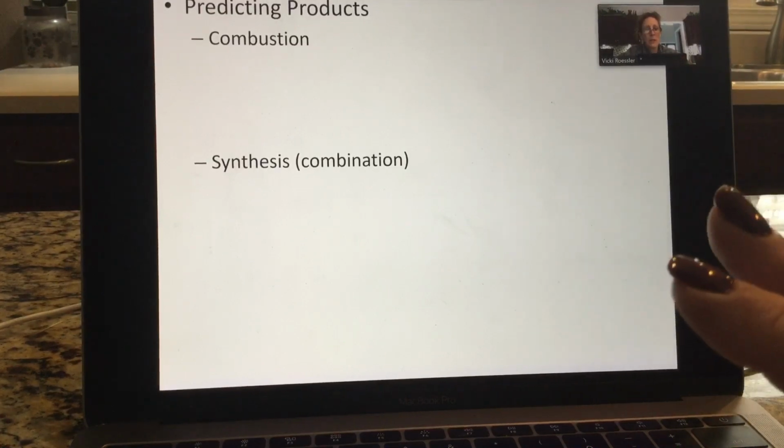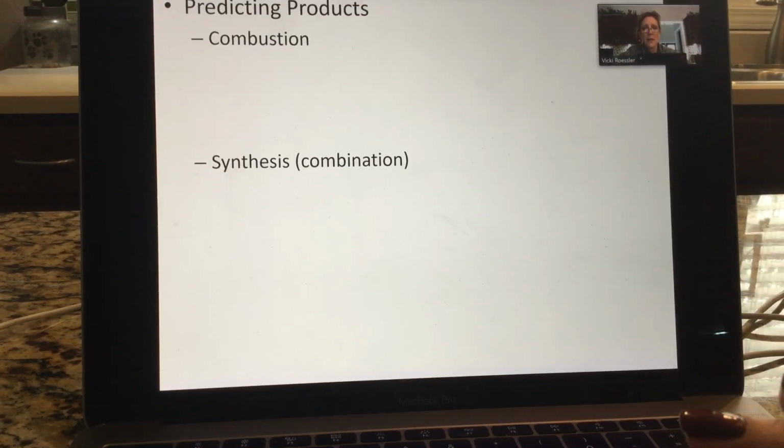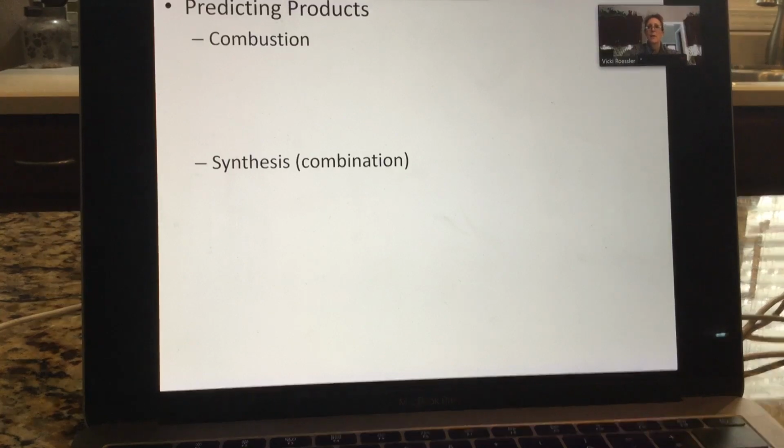So we're going to go at this slow. Today we're just going to look at combustion and synthesis reactions, take an in-depth look at those, and then next class period we'll do decomposition and then continue on from there.